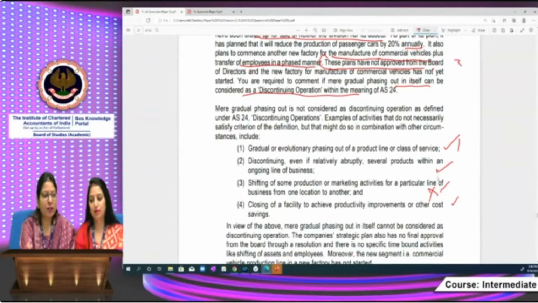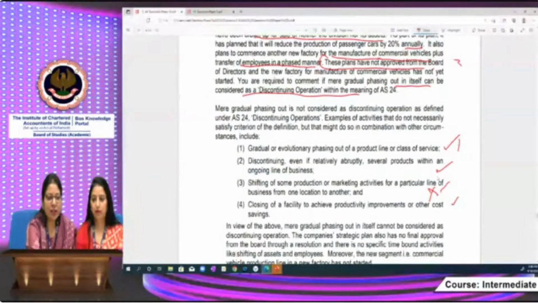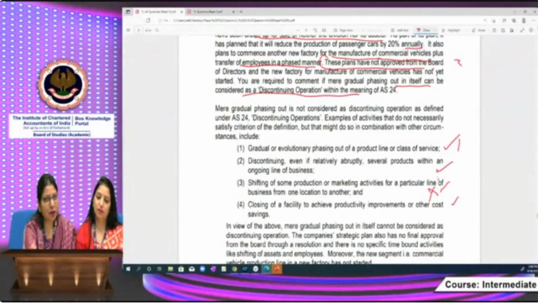So first of all, you will have to write the answer in that manner. How the answer is to be presented is very important. First of all, you write that mere gradual phasing out is not considered a discontinuing operation, but there may be certain circumstances where a combination of the conditions may be considered a discontinuing operation, and this particular scenario may fit into that. But why is it not called that? In view of the above, mere gradual phasing out in itself cannot be considered a discontinuing operation.